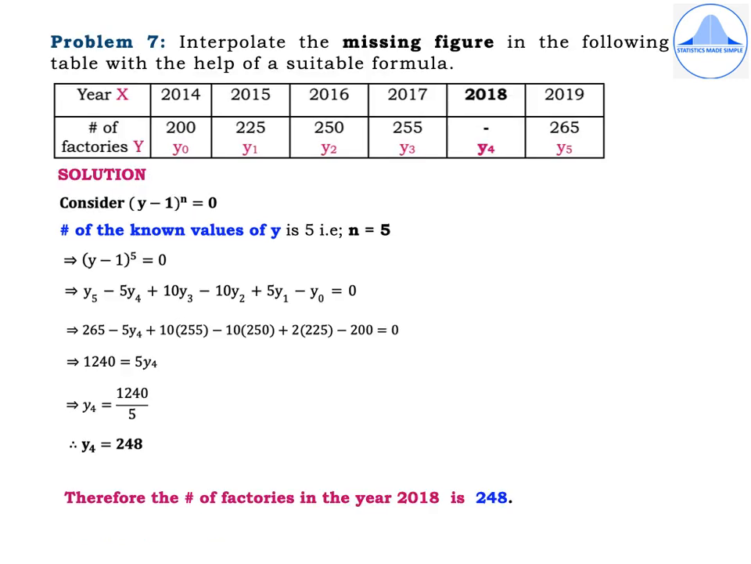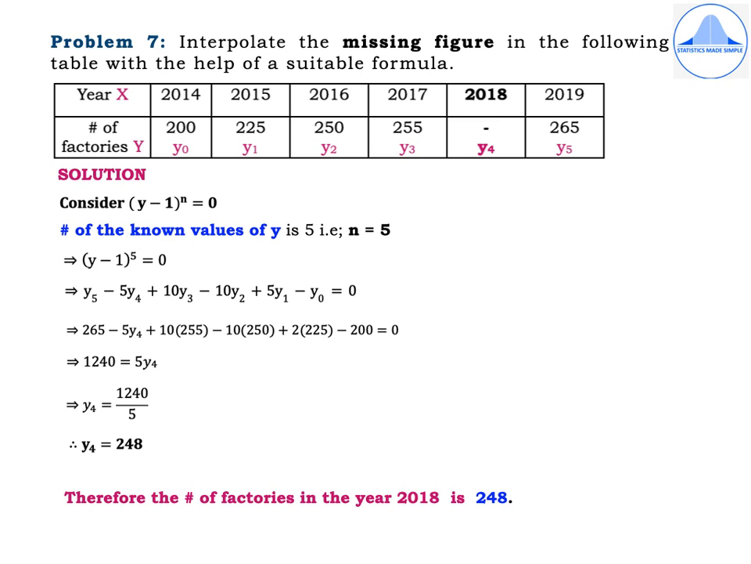Problem 7. Interpolate the missing figure in the following table with the help of a suitable formula. The years are 2014, 2015, 2016, 2017, 2018, 2019. The number of factories are 200, 225, 250, 255. Then you have the missing number of factories, 265. So mark the year as capital X, the number of factories as Y. The Y values are denoted by Y0, Y1, Y2, Y3, Y4 and Y5.